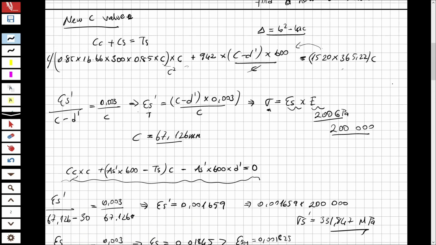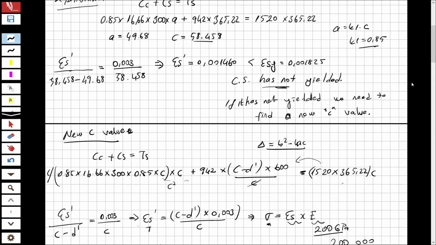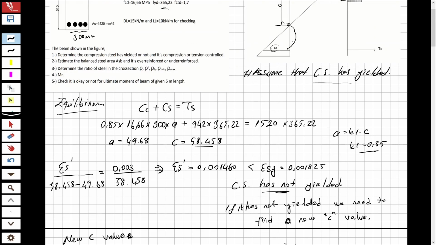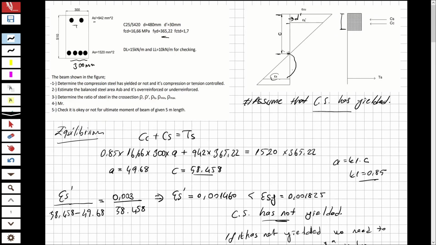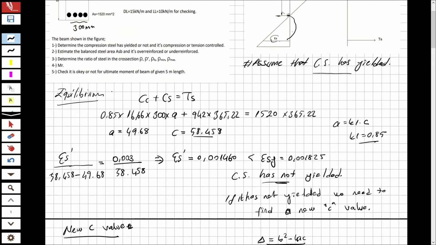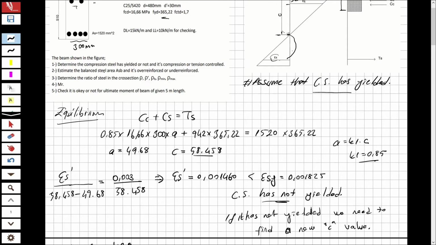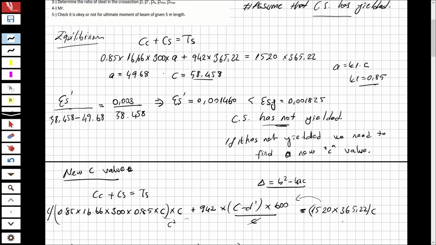Now you can see we solved the first part. The first part is solved. So let's solve the second part. In the second part, it asks, estimate the balanced steel area, ASB, and whether it's over reinforced or under reinforced.